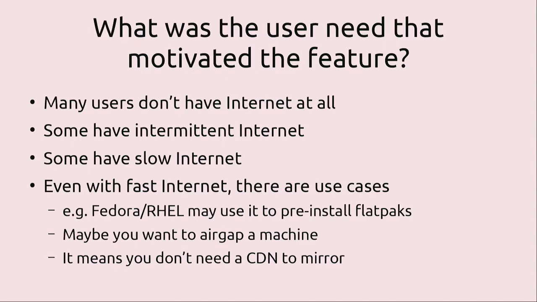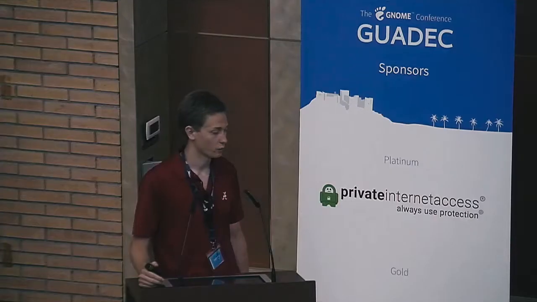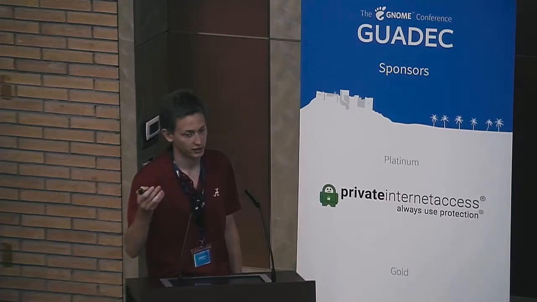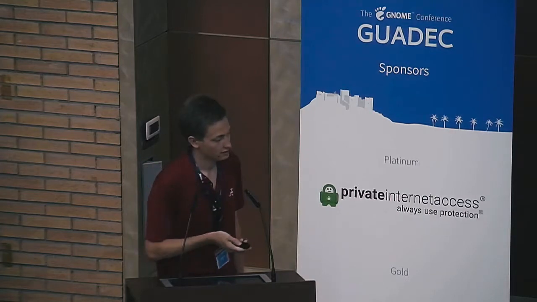And even if you have fast internet and you live in the first world, there are still other use cases for it. For example, the Fedora or Red Hat Enterprise Linux installer will probably use this technology to pre-install Flatpaks because it allows you to mirror them in a way that works better than an alternative. And you might also just want to have a machine that stays offline and you still want to be able to update it. Or you want to mirror some refs from another repo without being the organization that has the original server. So those are some other use cases.